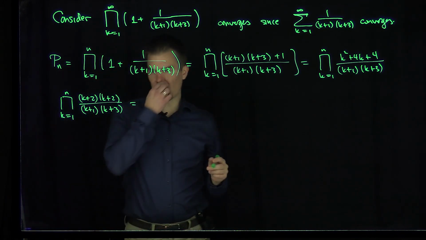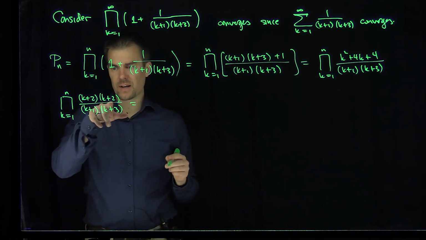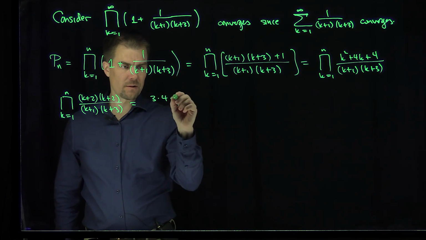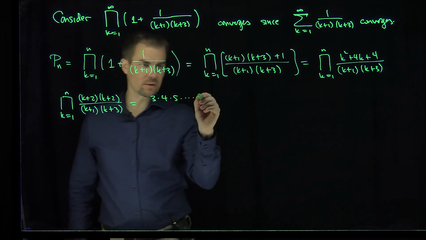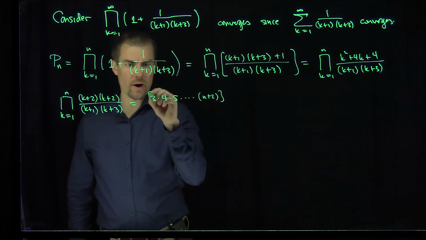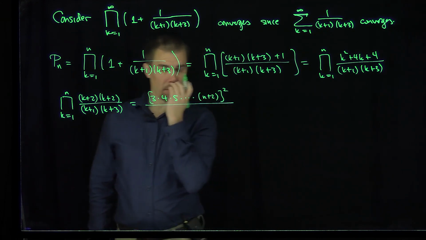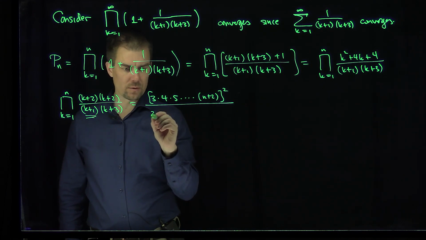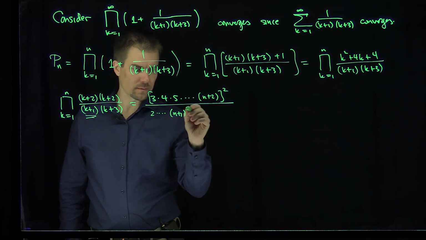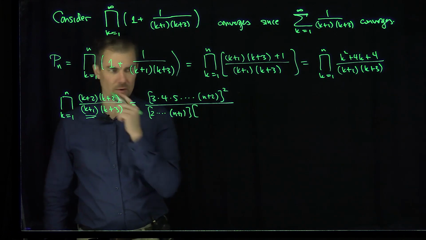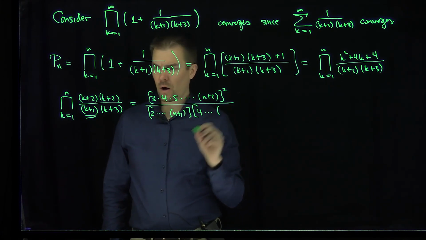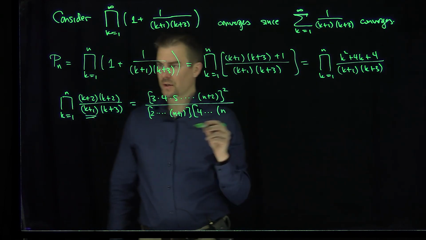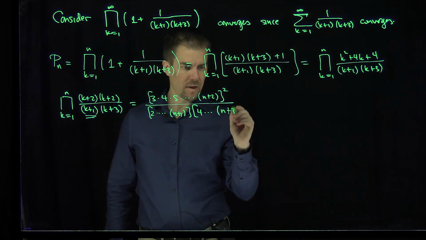And so let's write out what this is going to be. How many things are we going to have up here? Well, the top is going to start at 3 times 3. So the top is going to be a 3, then a 4, then a 5, and it's going to go all the way up to n plus 2, and I have that quantity squared. And the bottom is going to start at 2 and go all the way up to n plus 1, and then this term on the bottom over here starts at 4 and goes all the way up to n plus 3.